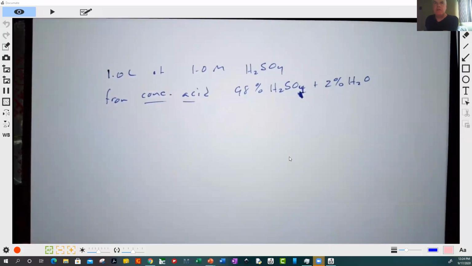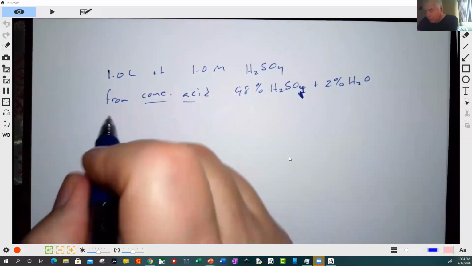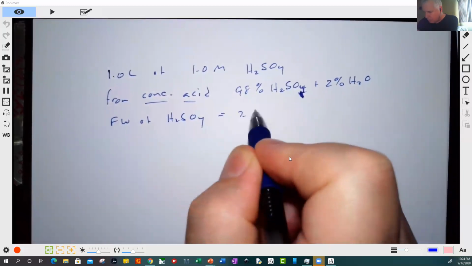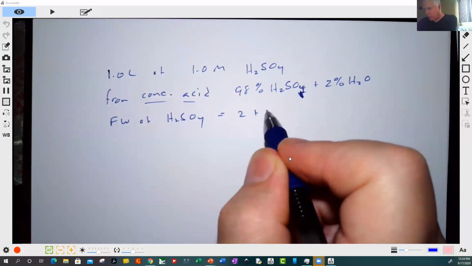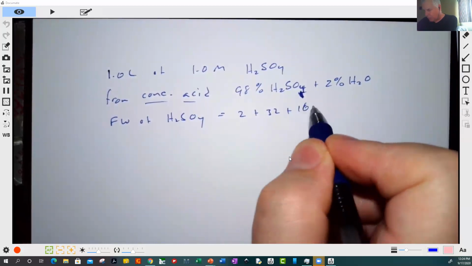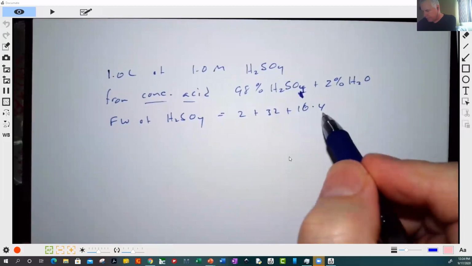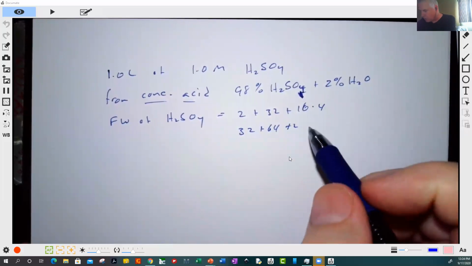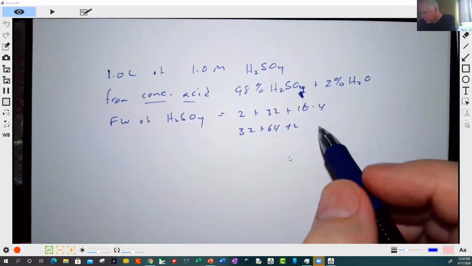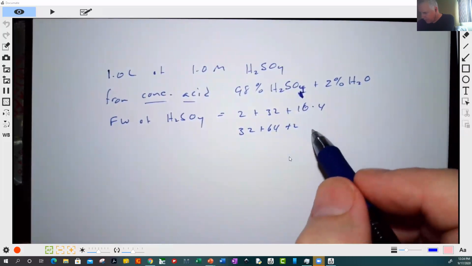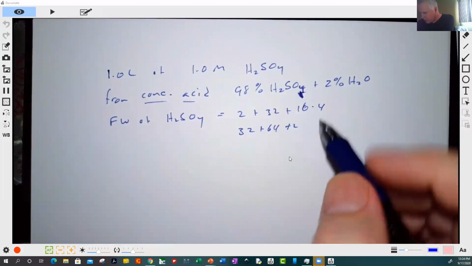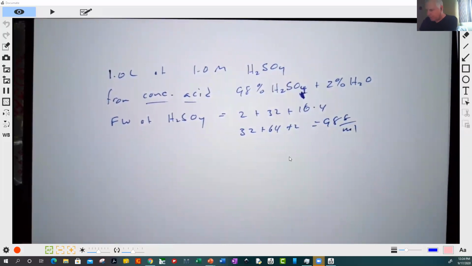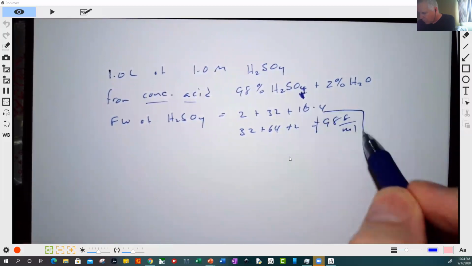Okay, so now the formula weight of H2SO4 is 2 plus 32 plus 16 times 4, which is 64, right? 32 plus 64 plus 2. It's an even power of 2. You can write it in binary. Let's see here. It's 96, it's 98 grams per mole. Surprised I didn't remember that. So there's 98 grams per mole.